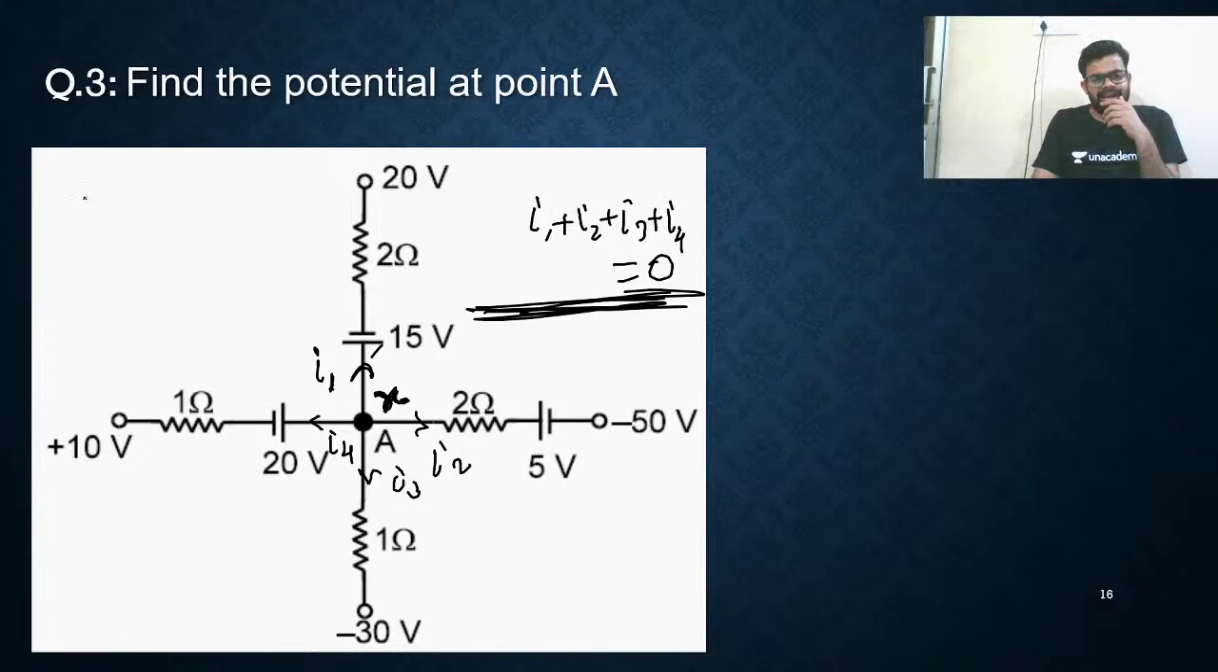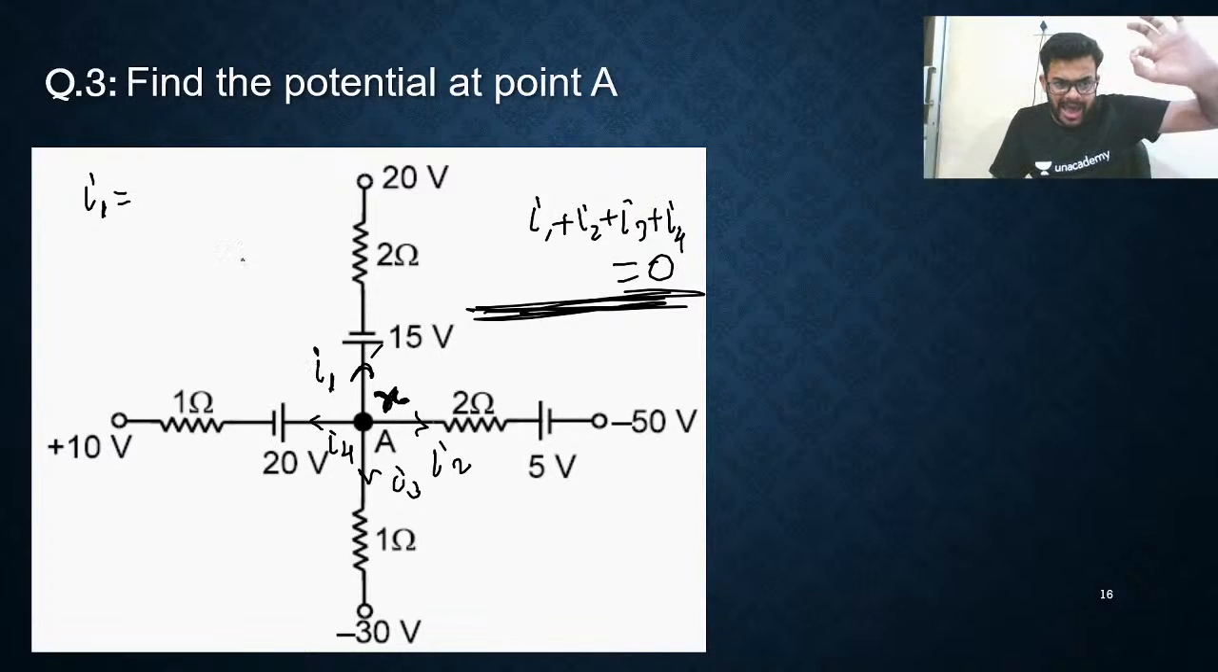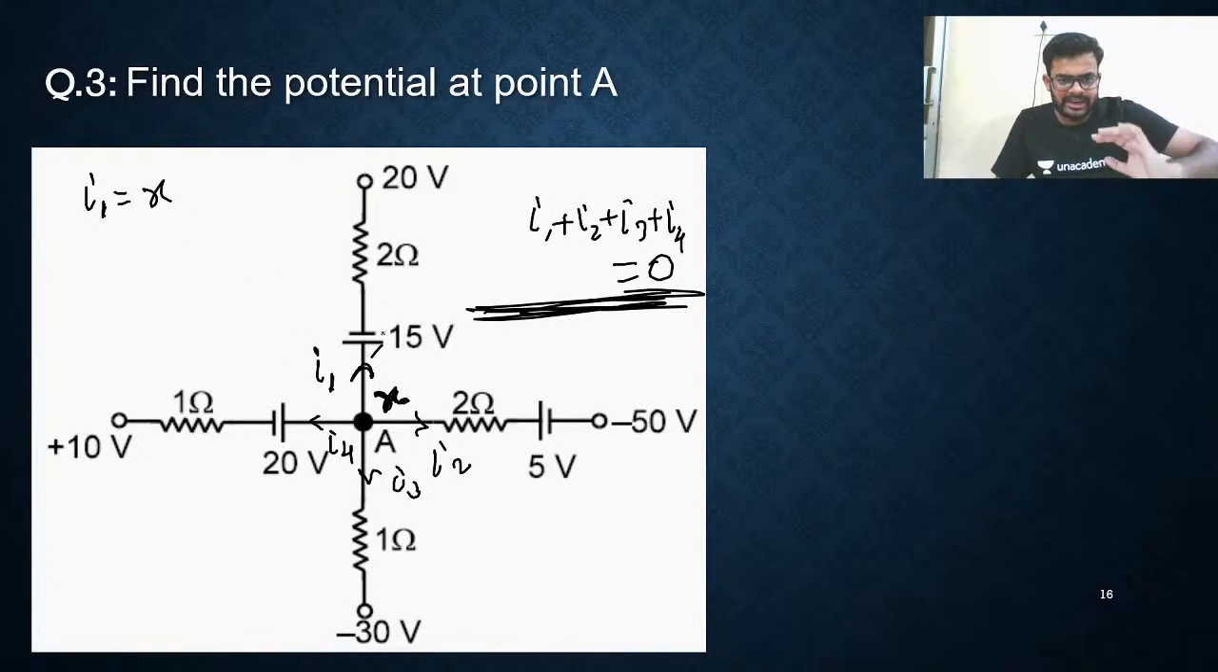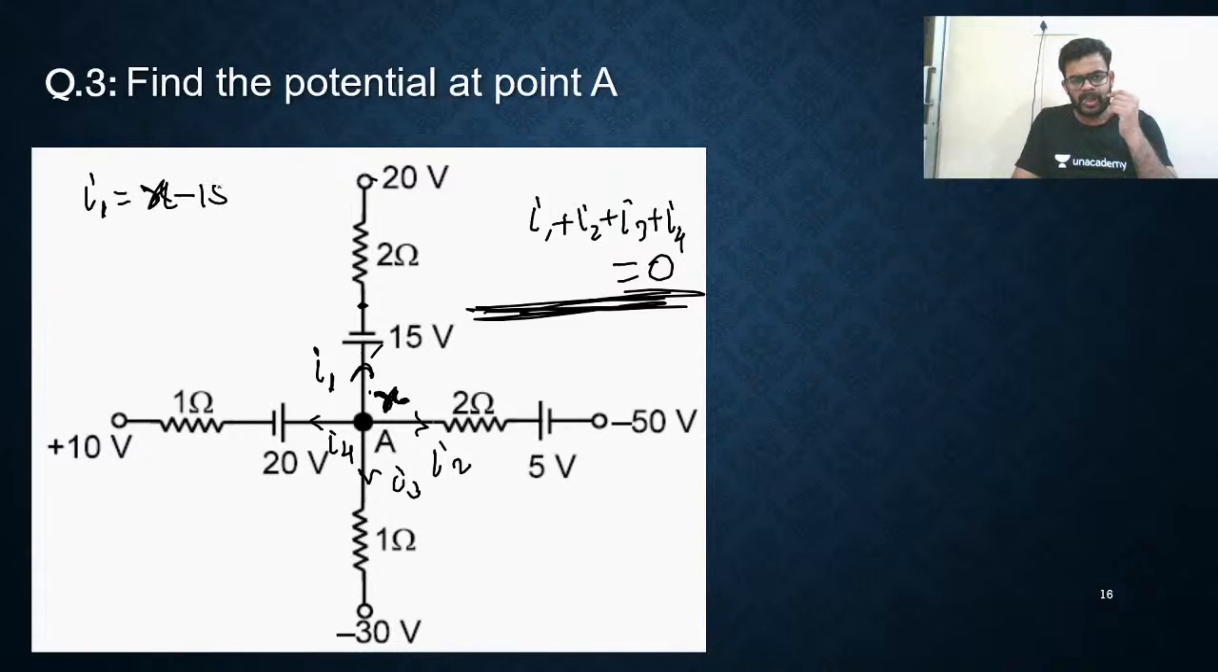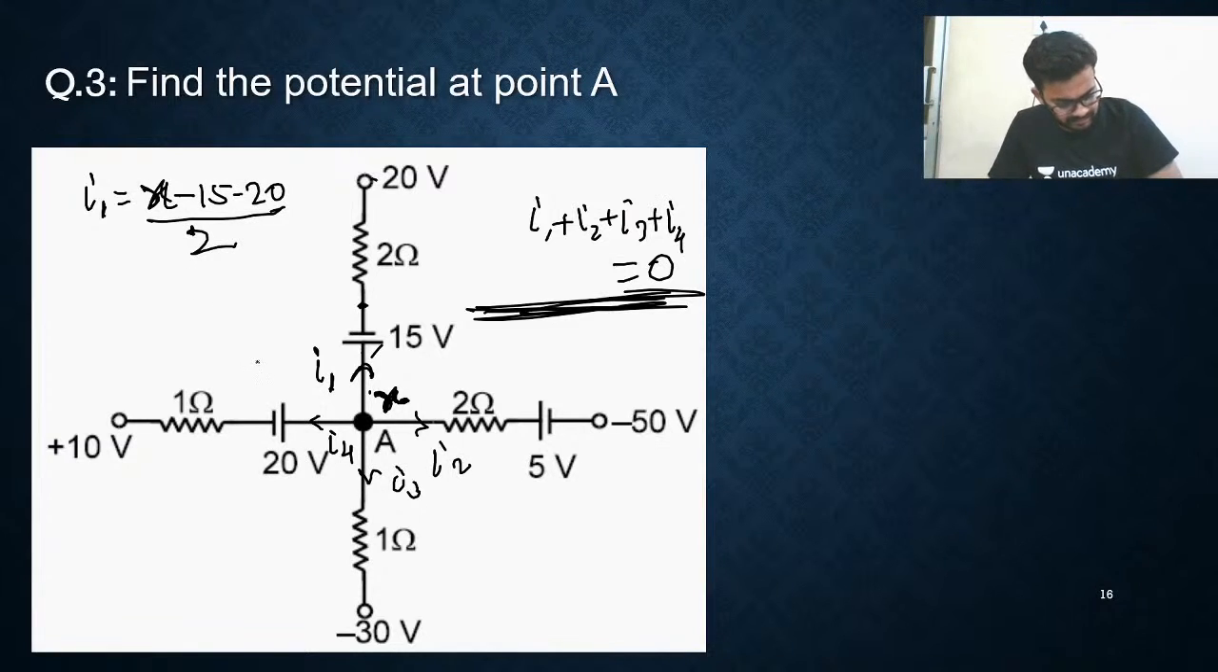So I1 we can write like this: higher potential minus lower potential. Moving from point A, the higher potential is X. Now move here. So here the potential will decrease by 15, and here is 20. So you will write X minus 15 minus 20. I equals V upon R, right? R is 2 ohm. We have written it like this.